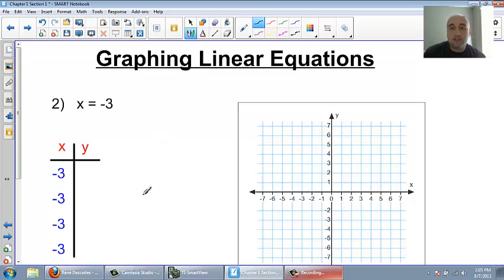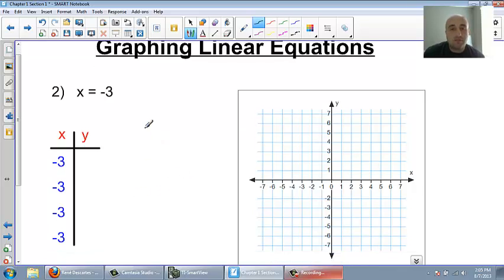The second graph we're going to do is pretty much the same. It's just completely opposite. This time we only have x in our equation. So all we have is x only. So what does it mean when we have x only? What kind of line do we have?